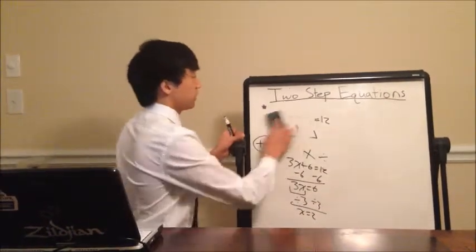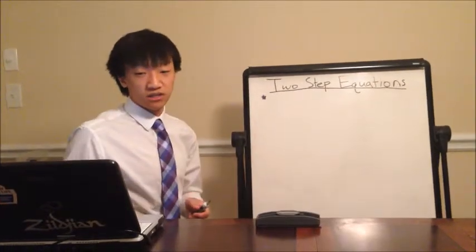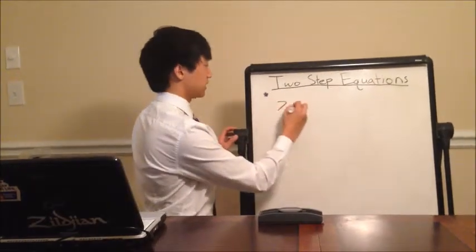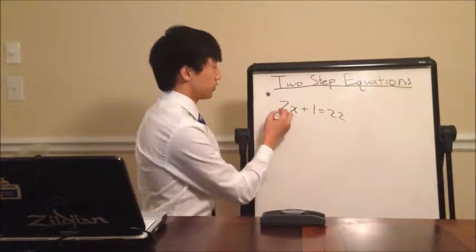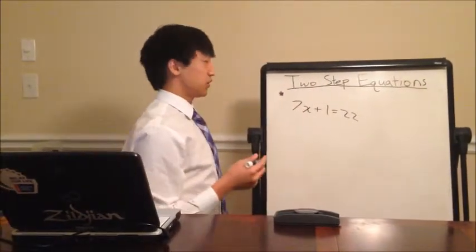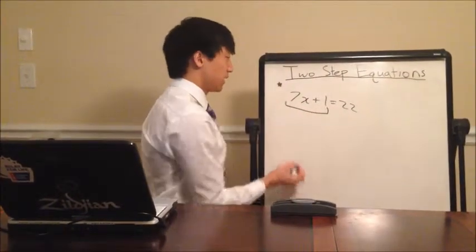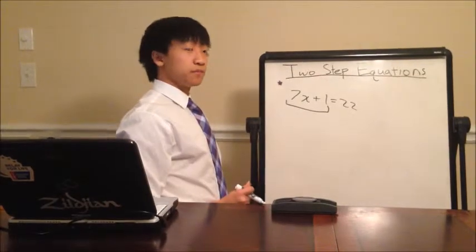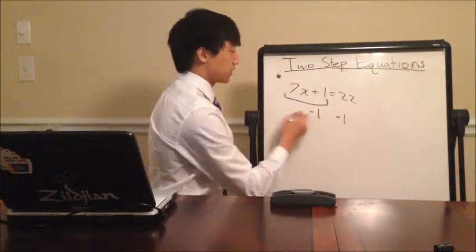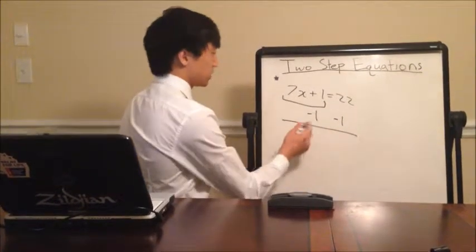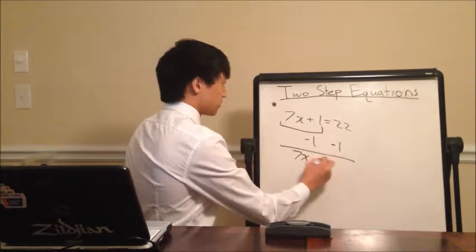Now let's do a two-step equation together. 7x plus 1 equals 22. So which side is the variable on, everyone? The left. And what is our first step? Subtract 1. Perfect. Subtract 1, because we're going to do our addition and subtraction first. We get 7x equals 21.